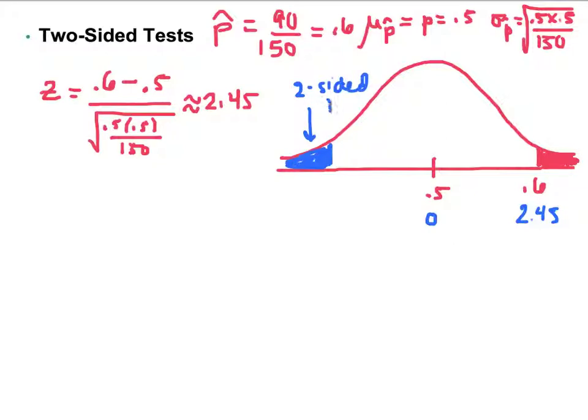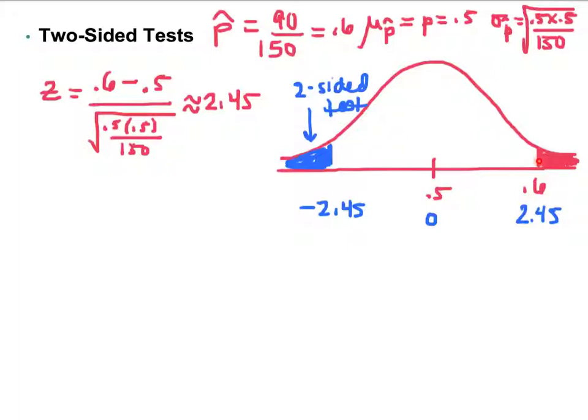Two-sided test. So not only do we have to use our test statistic and look beyond it, but we also have to look at the opposite side. And over here, that would be negative 2.45. So when I calculate my p-value, it's going to be the area from this part and the area from this part. Since my standard normal curve is exactly symmetric, I can just find the area for this part and multiply by 2.